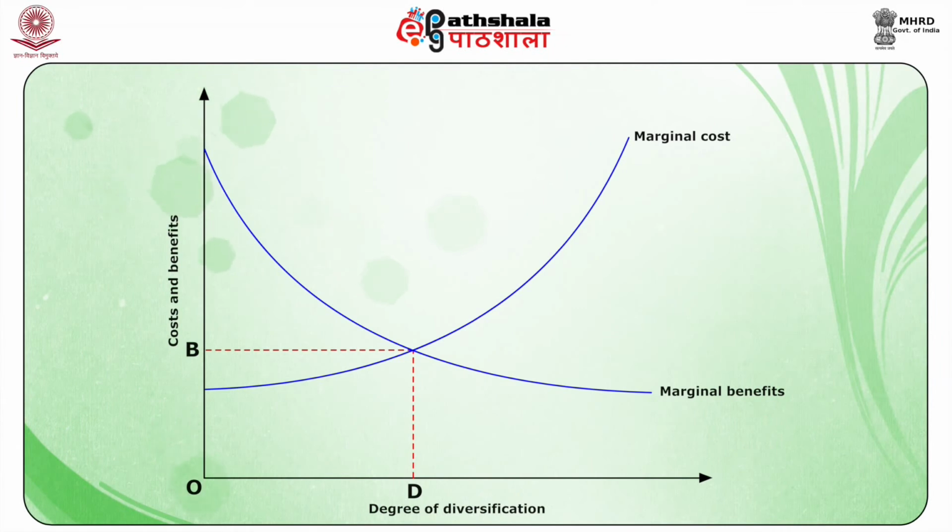Figure 2 depicts the degree of diversification, which shows that where the marginal benefit of diversification decreases, the marginal costs increase. The optimal level where the marginal benefits equal marginal cost of diversification is represented by OD. Thus, for a firm to diversify beyond OD is not recommended as the cost would be more than the benefit.